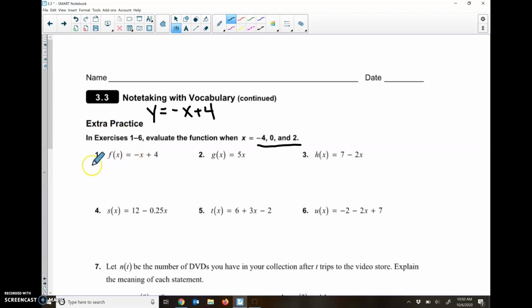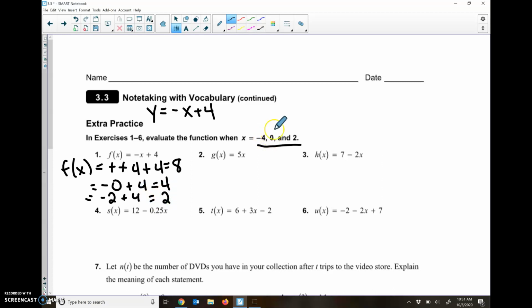I'm going to plug in -4 for x. So I have f of x equals -x. There's my negative, and then I have a -4. If I have a -4, that really turns into a +4. So 4 plus 4 is 8. Then for the second one, -x, really like a -0, which doesn't exist. So -0 plus 4 is 4. And lastly, I'm going to plug in that 2. So -2 plus 4 is a +2. So my three answers, once I plug in -4, 0, and 2, are 8, 4, and 2.